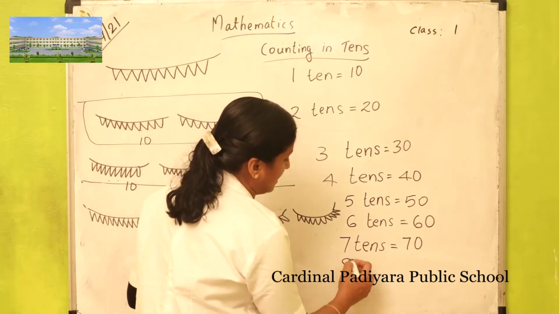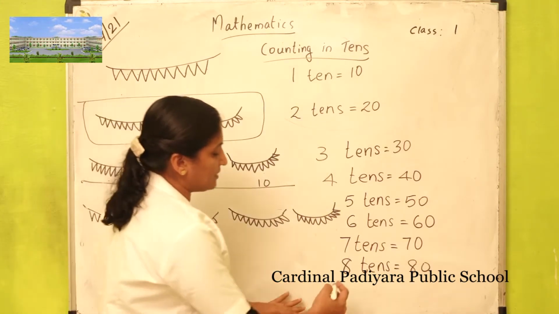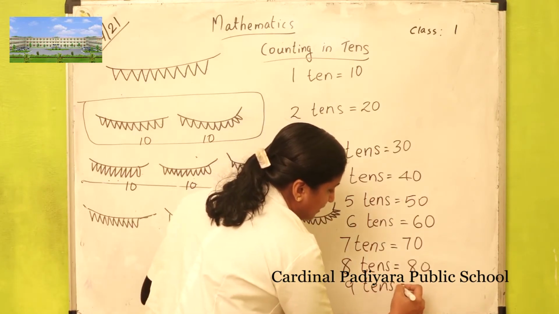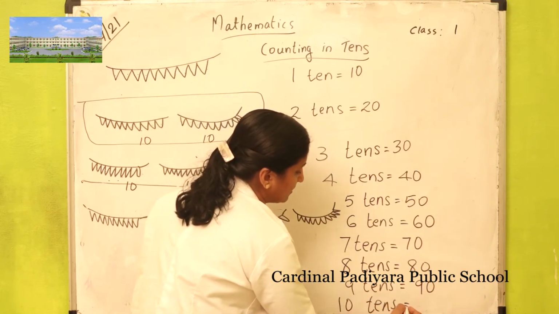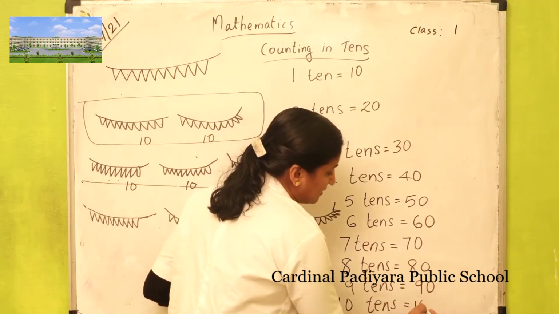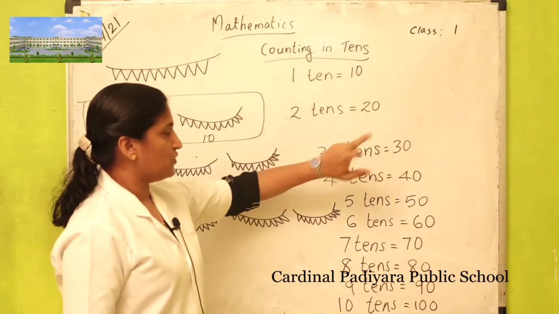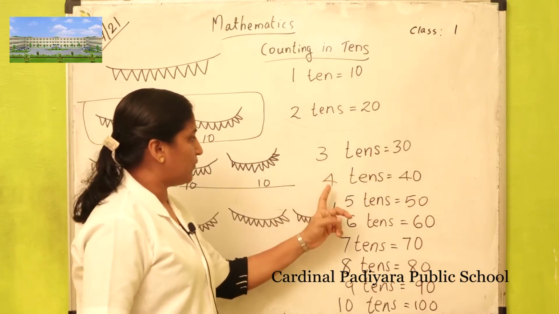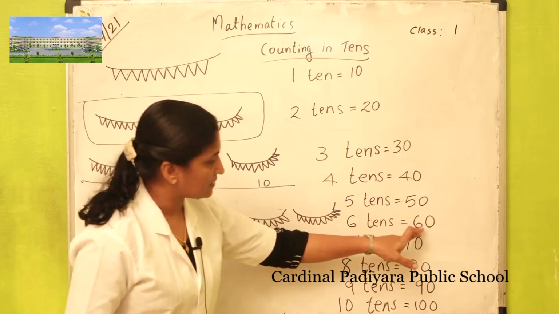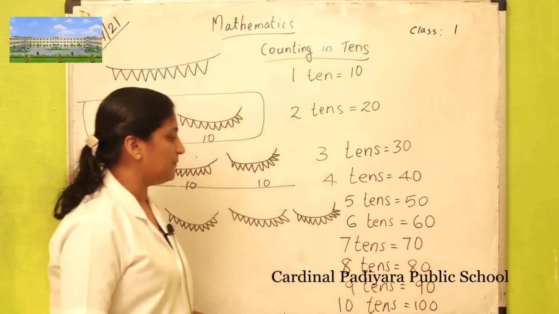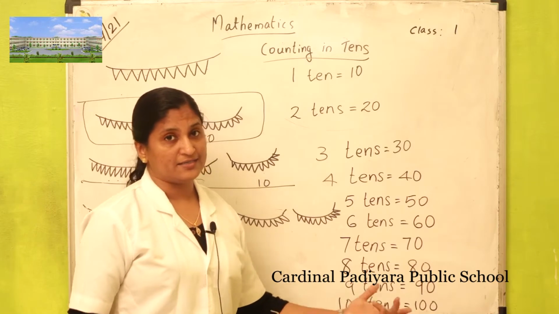Next how many? 8 tens. 8 tens is 80. Okay, then next how many? The next number is 9. So 9 tens is 90. Then 10 tens. 10 tens is what? 100. So 90 plus 10, that is 100. Okay, look at these tens. 1 ten is 10, 2 tens, 20, 3 tens, 30, 4 tens, 40, 5 tens, 50, 6 tens, 60, 7 tens is 70, 8 tens, 80, 9 tens, 90, 10 tens is 100.